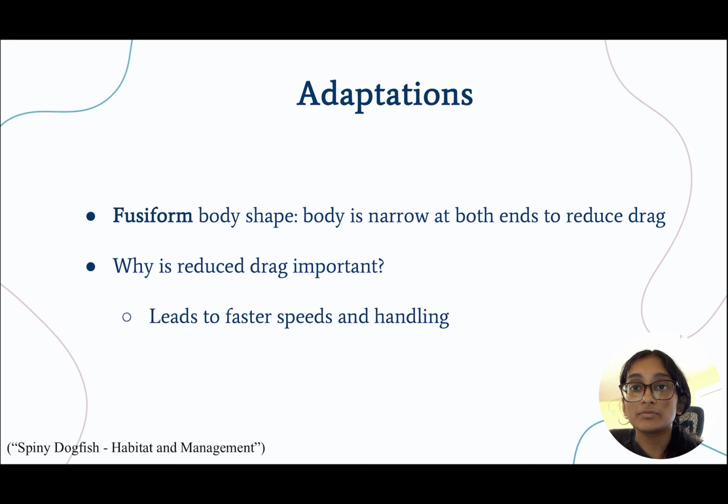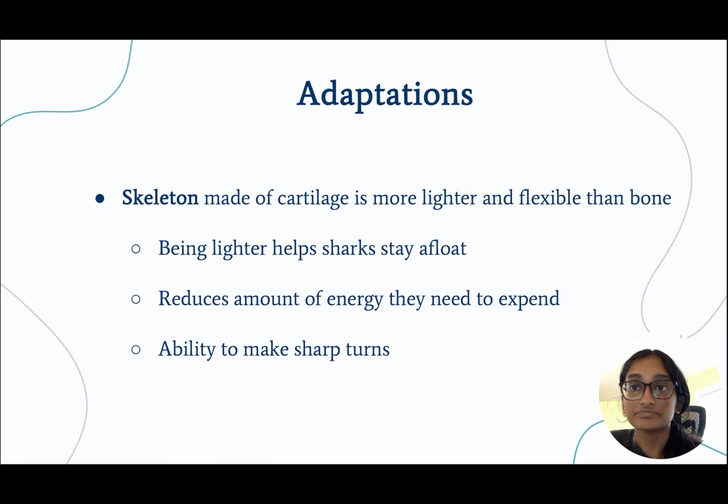Their fusiform body shape, which means that it's narrow towards the ends, reduces drag. Reducing drag is important because it leads to faster speeds and handling. Additionally, because their skeleton is made out of cartilage, which is a common trait for cartilaginous fish, it is lighter and more flexible than bone. Being lighter helps these sharks stay afloat and also reduces the amount of energy they need to expend. Their lightness also allows them to make sharp turns.